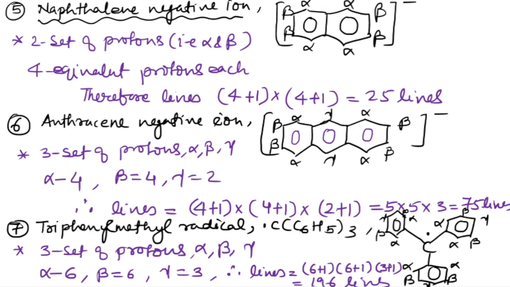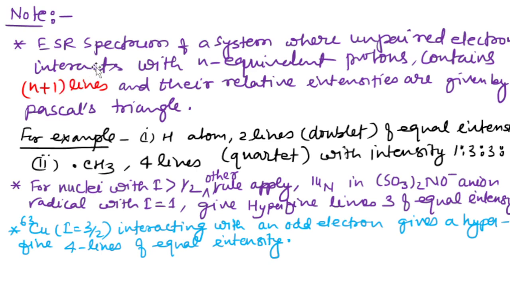At the end we will see some summary points. An ESR spectrum of a system where an unpaired electron interacts with n equivalent protons contains n plus 1 lines, and their relative intensities are given by Pascal's triangle. As I discussed in these examples, the H atom gives two lines, that is a doublet, of equal intensity, and the methyl radical gives four lines, a quartet, with this intensity.